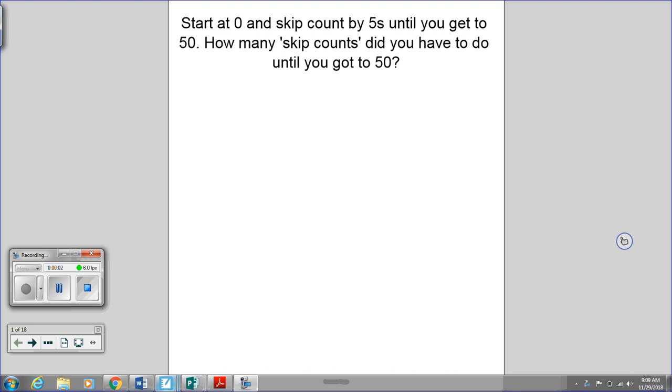So yesterday we started talking about patterns, and we talked about how patterns within numbers could be skip counting. And today we're going to really focus on skip counting as our pattern of choice. Okay? So we're going to start at 0, and we're going to skip count by 5s until we get to 50. We're going to do it out loud first, and then we're going to write it in our notebook.